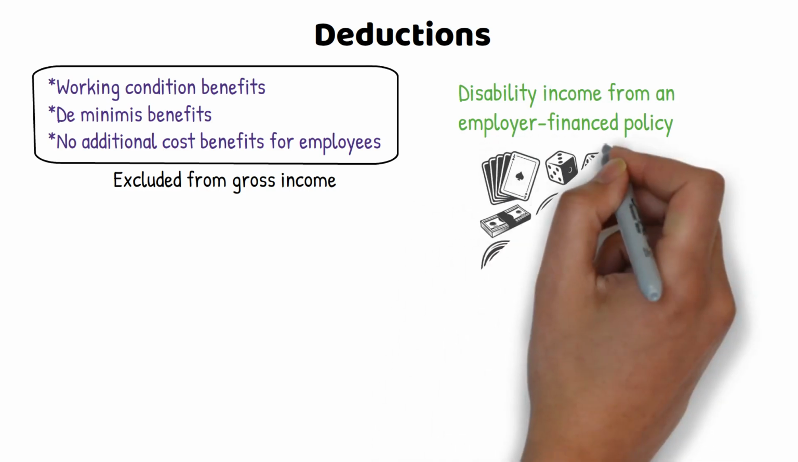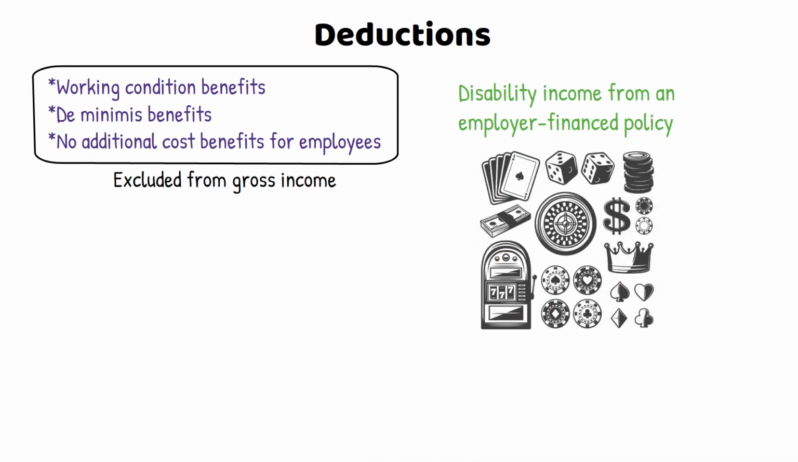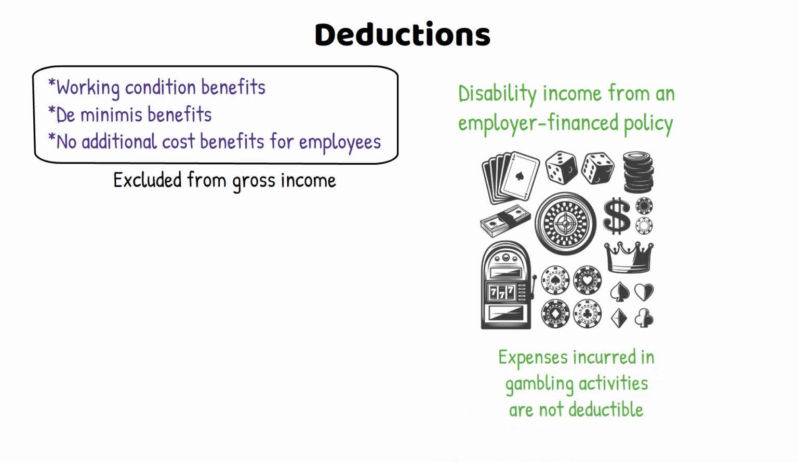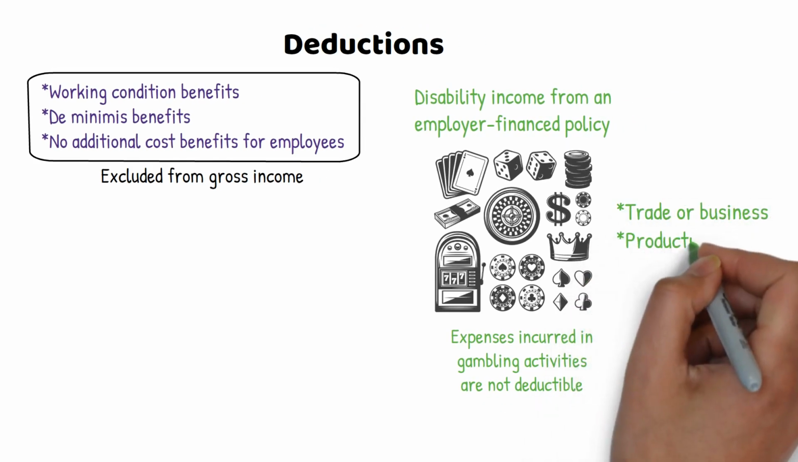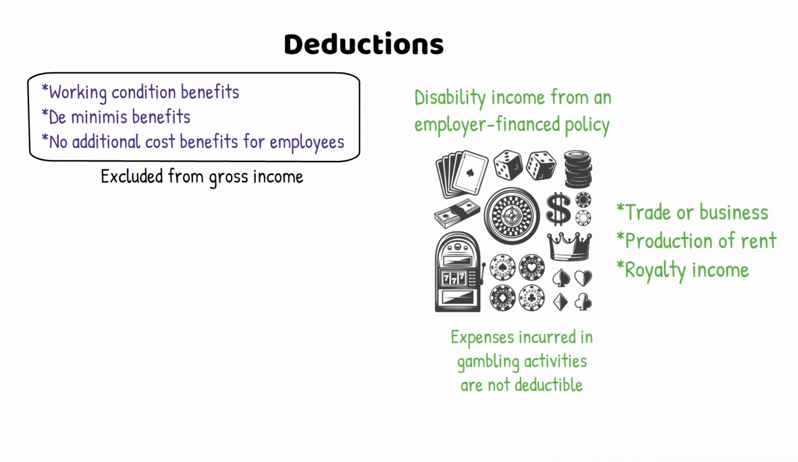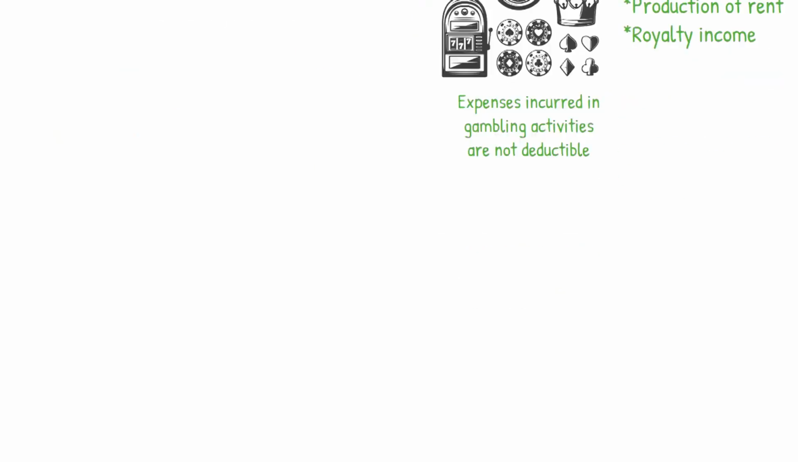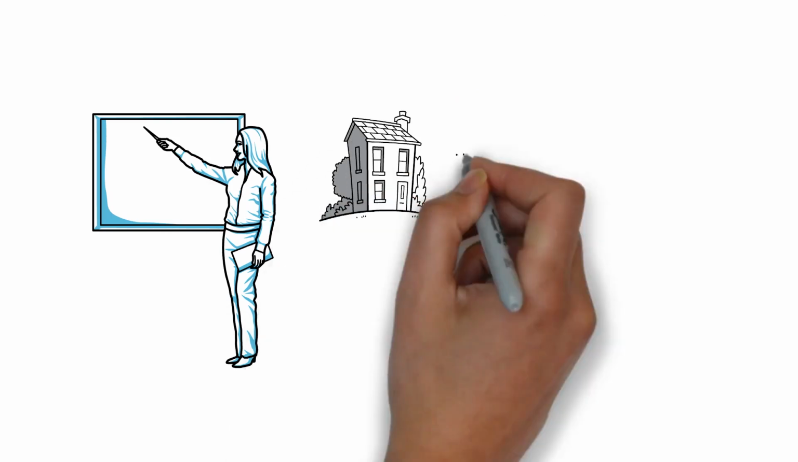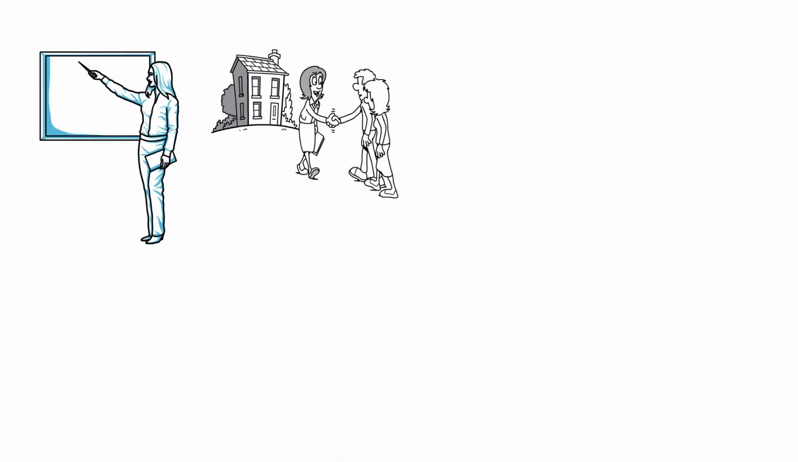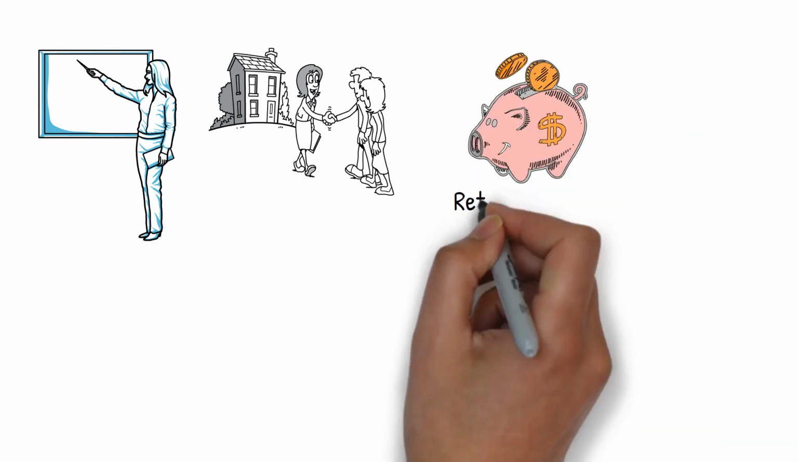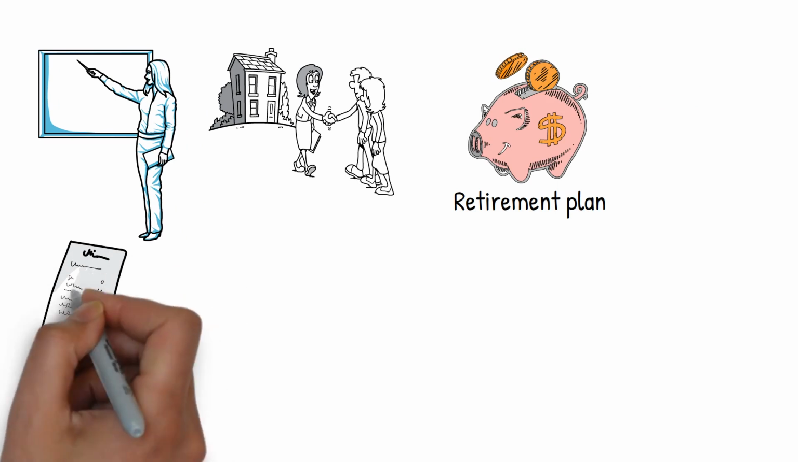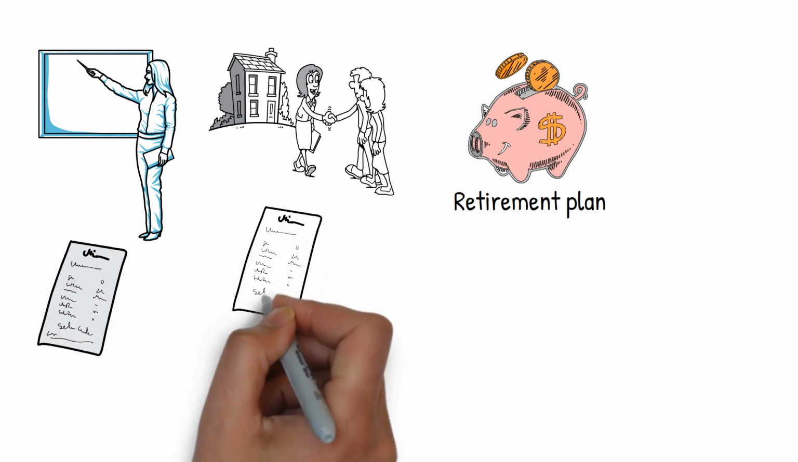Deductions. When it comes to deductions, not everything makes the cut. For example, expenses incurred in gambling activities are not deductible for adjusted gross income, although expenses incurred in a trade or business, production of rent, or royalty income are. Consider the story of Emily, a dedicated elementary school teacher and a part-time real estate investor. Emily, ever careful with her finances, consistently contributes to her retirement plan. Additionally, she incurs various costs for school supplies and maintaining her rental properties.